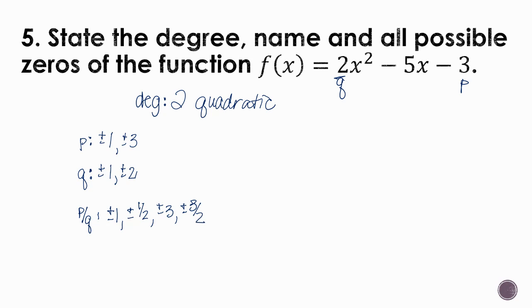So we actually have 8 possible roots. Remember, the degree is 2, so we only have 2 of them that actually work, but we have 8 possibilities that we could try. Okay?